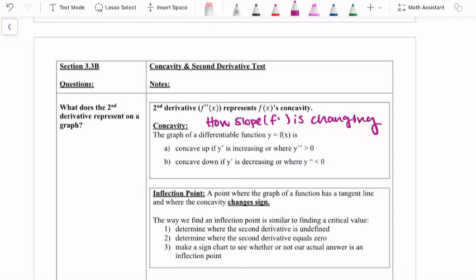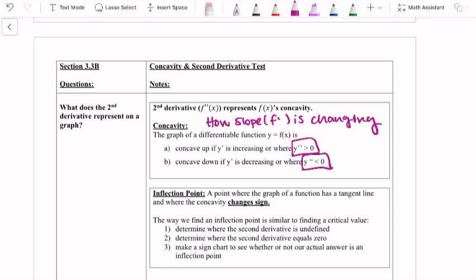Now, when we're thinking about concavity, we have two different types, right? We have concave up and concave down. So the graph is going to be concave up when y prime is increasing, or where y double prime is greater than 0. And we're going to be concave down if y prime is decreasing, or where y double prime is less than 0, when it's negative.